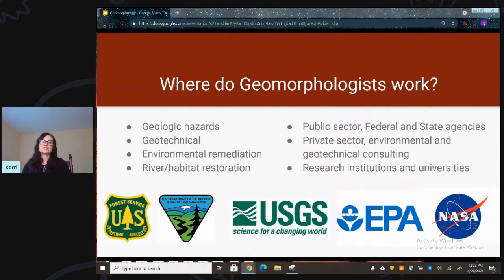So where do geomorphologists work? We can wear a lot of different hats and titles. For example, people with backgrounds in geomorphology might work in geologic hazards, remediation, river or habitat restoration. These jobs could be in the public sector for different federal or state agencies, like the Forest Service, the Bureau of Land Management, the U.S. Geological Survey, the EPA, or even NASA. They could work for the private sector, like environmental and geotechnical consulting firms, or they could be researchers at universities or research institutions.